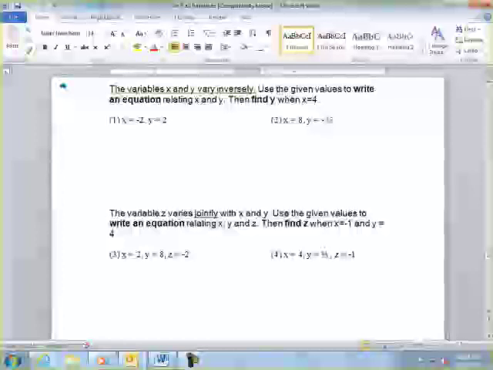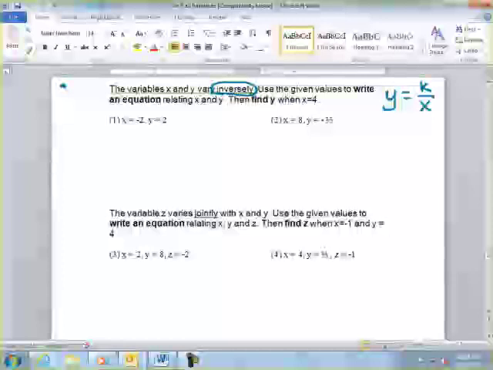Alright, today we are reviewing Chapter 9 for our test tomorrow. The first set of directions tells us that we have some variables that vary inversely. So you need to remember the inverse relationship is y equals k over x. Just as it was not provided on your review sheet, it will not be provided on the test. So you need to know that an inverse relationship is a division relationship. Y is equal to k divided by x.